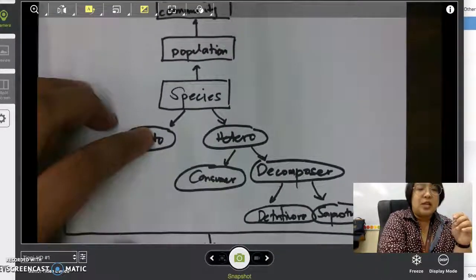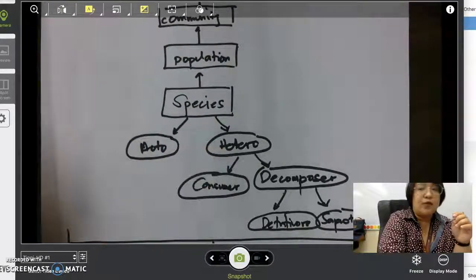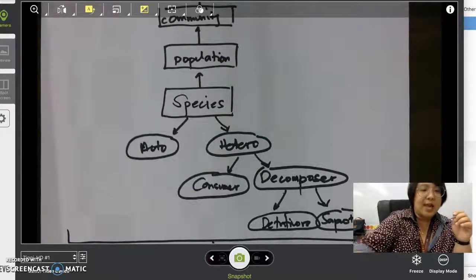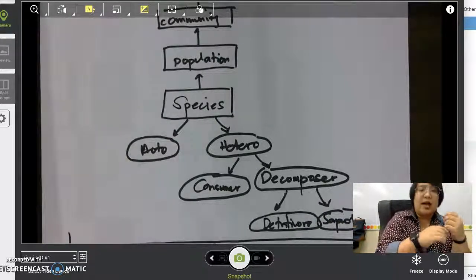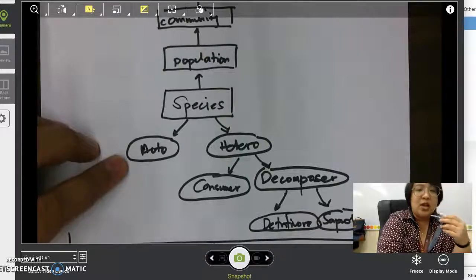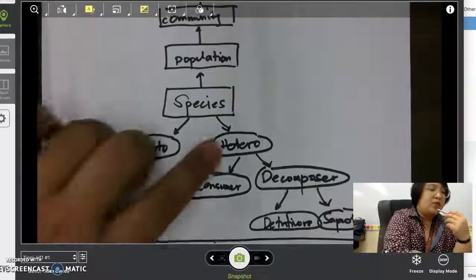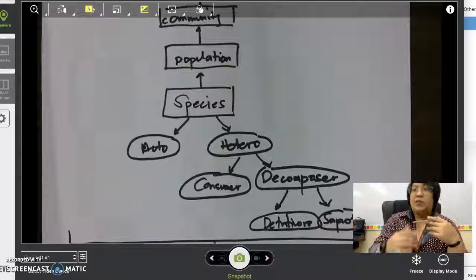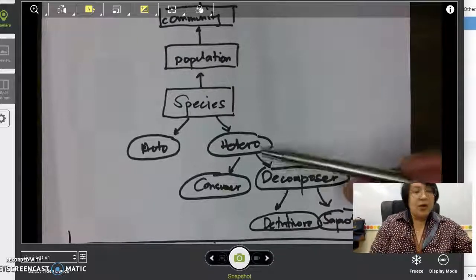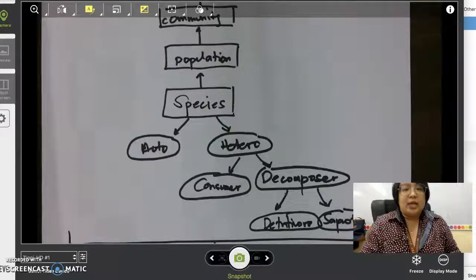Now, what are species? Depending on their mode of nutrition, we can either categorize them as autotroph or heterotroph. Simply put, autotrophs are organisms that can make their own organic compounds using inorganic materials, such as your plant. So they can make organic compounds like carbohydrates using inorganic materials such as carbon dioxide and water. Okay, so autotrophs. Then we also have heterotrophs. Now, heterotrophs are organisms that cannot make their own food. They need to obtain their organic compounds from other organisms, by feeding or eating other organisms.